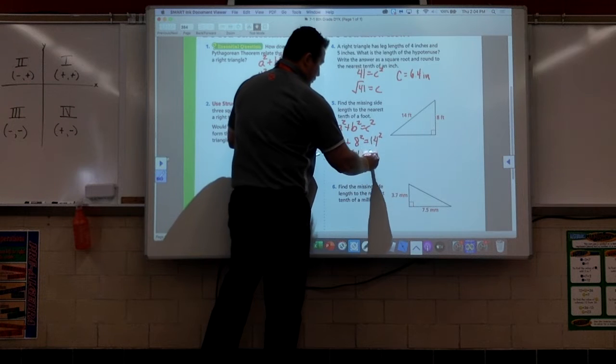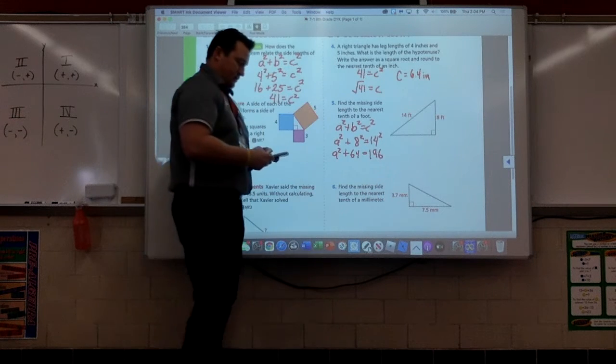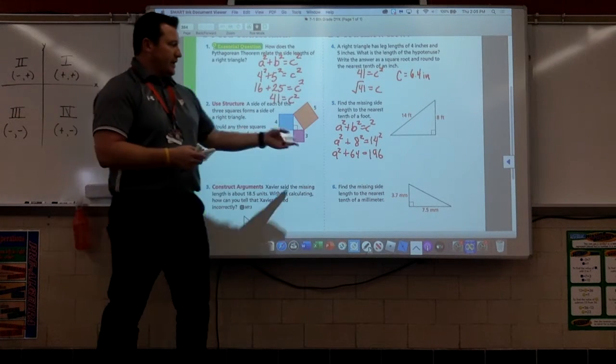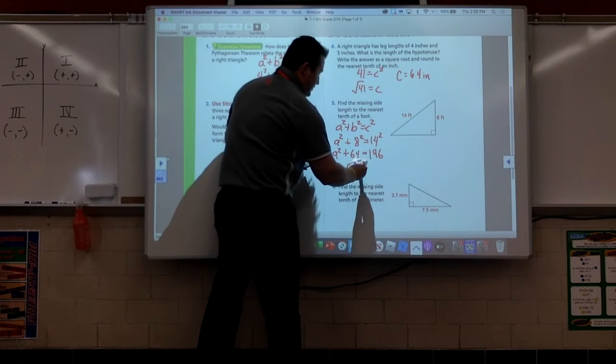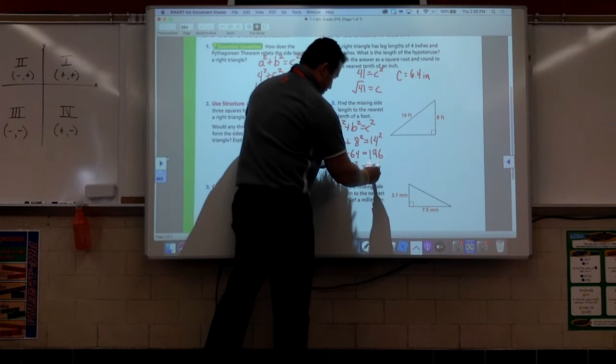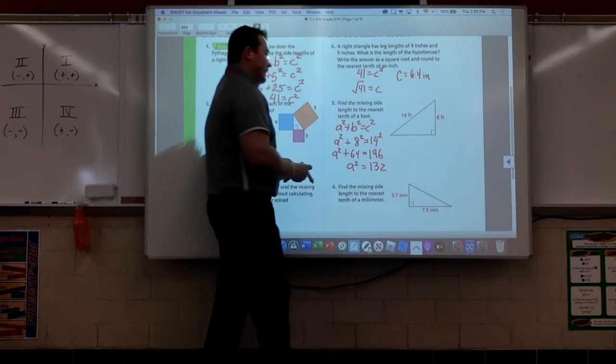8 squared is 64, and 14 squared is 196, okay? How are we going to get 64 over there? Of course, we're going to subtract it. So a squared equals 132.